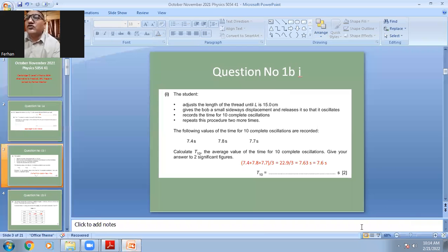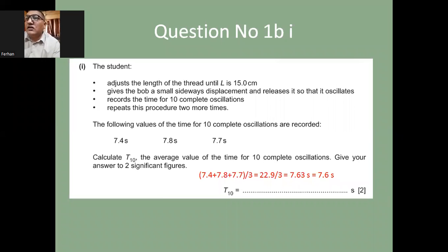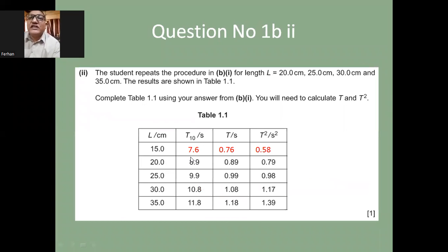Let me show you first of all the answers. Now you see that the average time for the 10 swings is 7.6 seconds. So the time for one swing will be 7.6 divided by 10. So you will have 0.76, and then you have to square it. 0.76 squared will be 0.58. So hopefully you understand how this is done. Let's move to the next part.